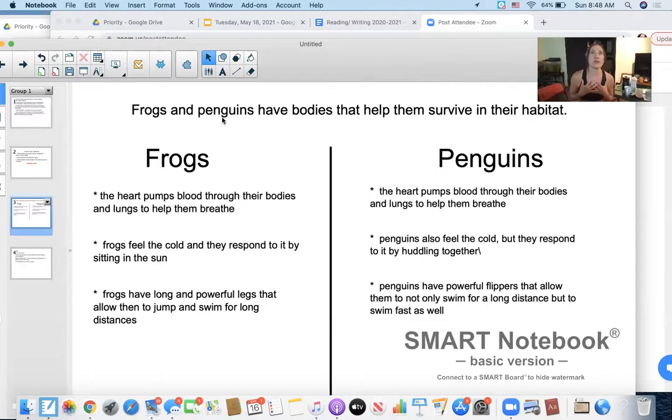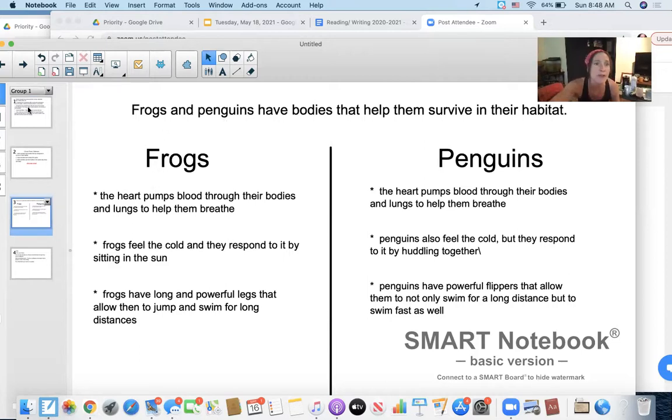Frogs and penguins use their bodies to help them survive in their habitat. It might be elephants and whales use their bodies to help them survive in the habitat. It might be snakes and sharks use their bodies to help them survive in the habitat. Now you have to think about how the snake does it, how the shark does it.